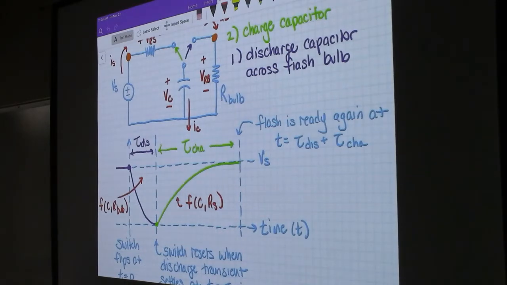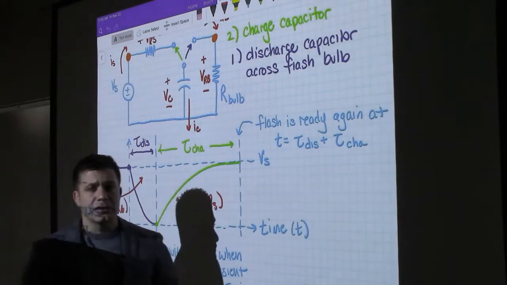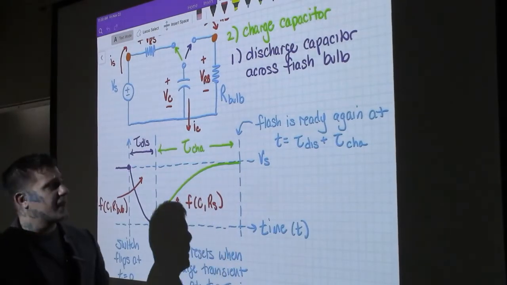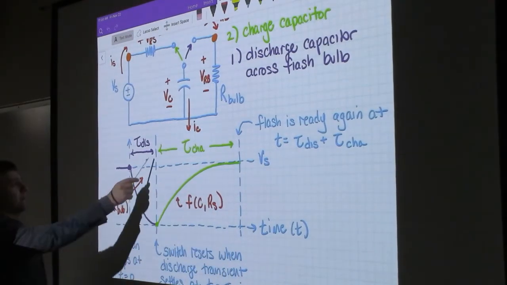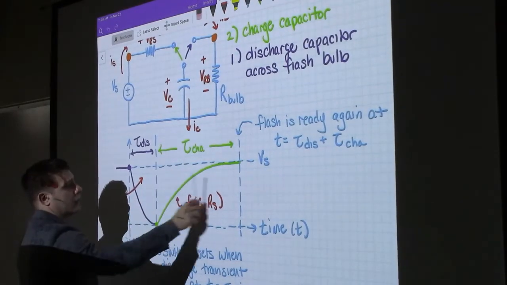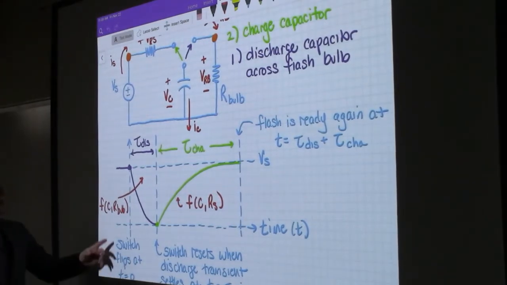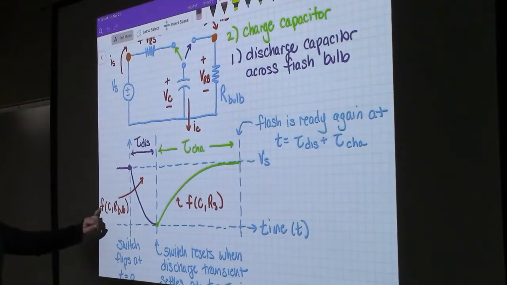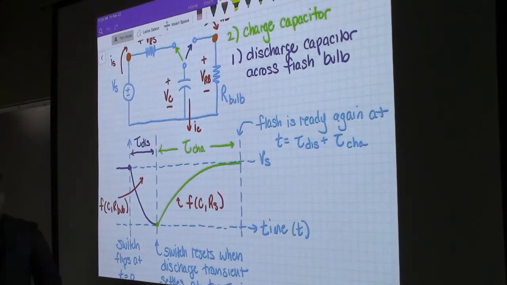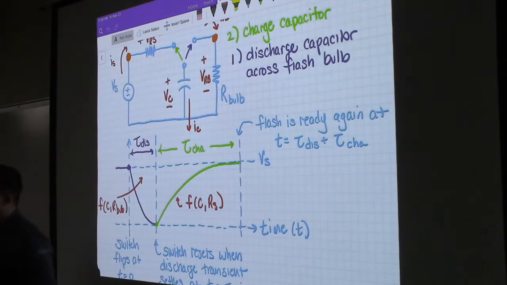Now, at this point, the flash is ready to go again. T equals tau, both the taus added together. The purple is the tau discharge, and here we have the tau charge. They're different, and the reason why they're different is because this tau value is dependent on C and the resistance of the bulb. This tau value is dependent on C and the resistance of the source.